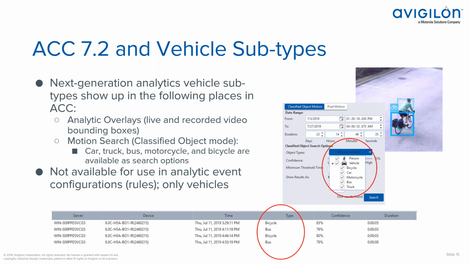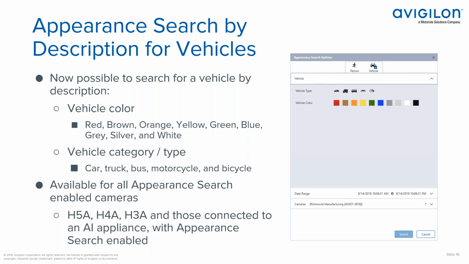So now you can actually go in and select person, vehicle, and under vehicle, you see some new categories, which allow you to search for those categories. I've had a lot of people ask for things like that, and we just continue to improve the search over and over.